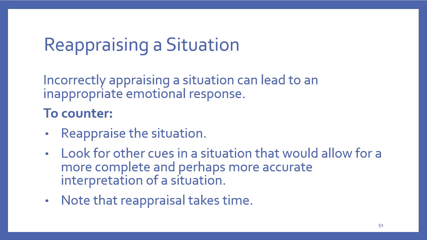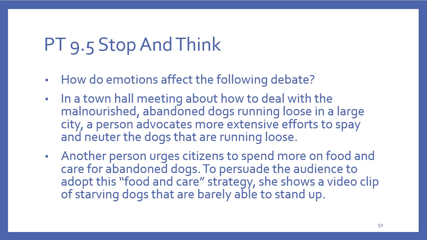Okay, so oddly, we're going to end with a stop and think. We don't often do this, but let's take a look at a stop and think and kind of see how we can apply a couple of these things. All right, so how do emotions affect the following debate? So here's a scenario. In a town hall meeting about how to deal with the malnourished, abandoned dogs running loose in a large city, a person advocates more extensive efforts to spay and neuter the dogs that are running loose. Okay. Another person urges citizens to spend more on food and care for abandoned dogs. To persuade the audience to adopt this food and care strategy, he shows a video clip of starving dogs that are barely able to stand up.